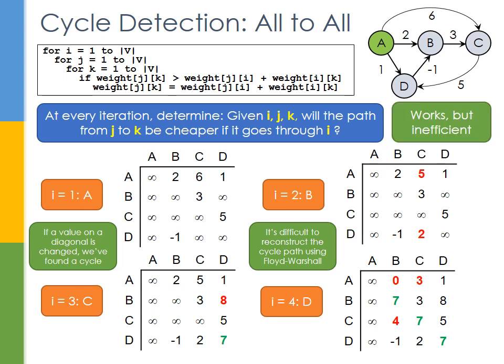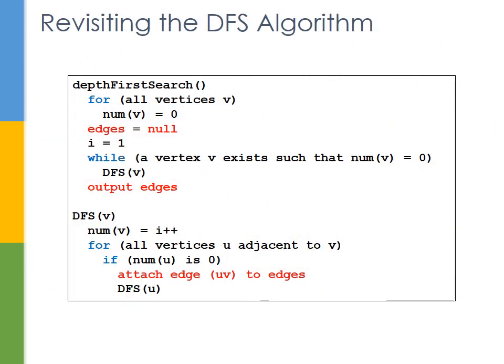So we've seen that the Floyd-Warshall algorithm works in terms of being able to detect cycles, but it is fairly inefficient, as well as not being able to reconstruct the path of the cycles very easily. The second cycle detection algorithm that we're going to discuss is based on the depth-first search algorithm. So over here we have the pseudocode for the depth-first search algorithm. This was covered in the first lecture for this chapter, and if you need to revise that material, I recommend going back to it at this point.